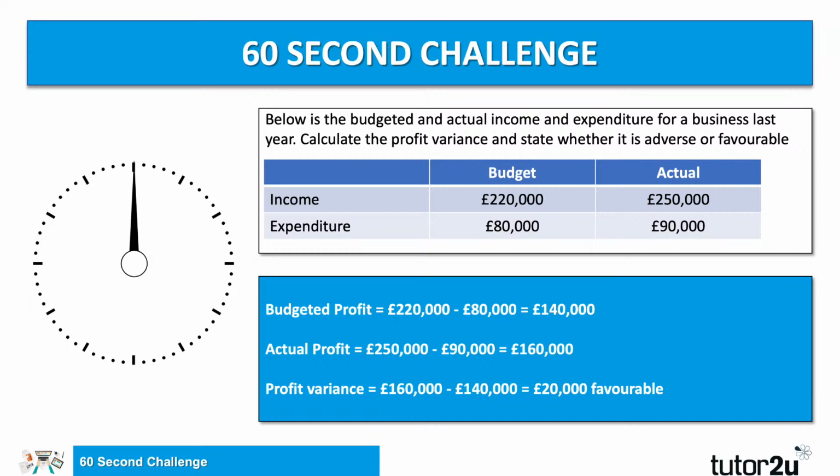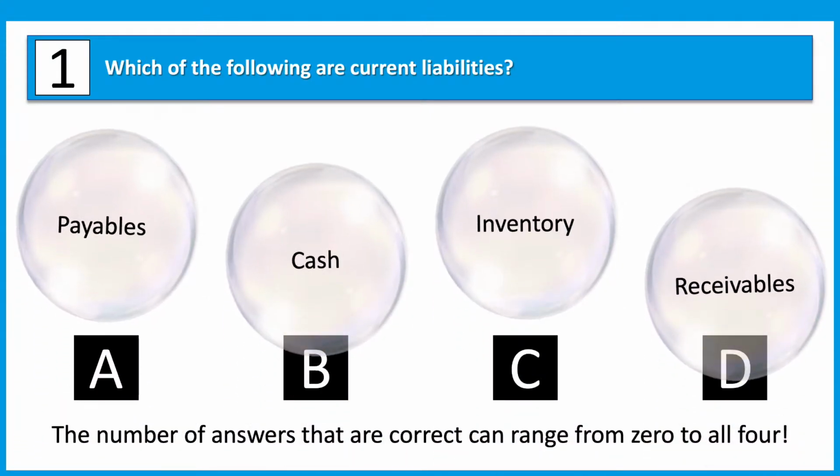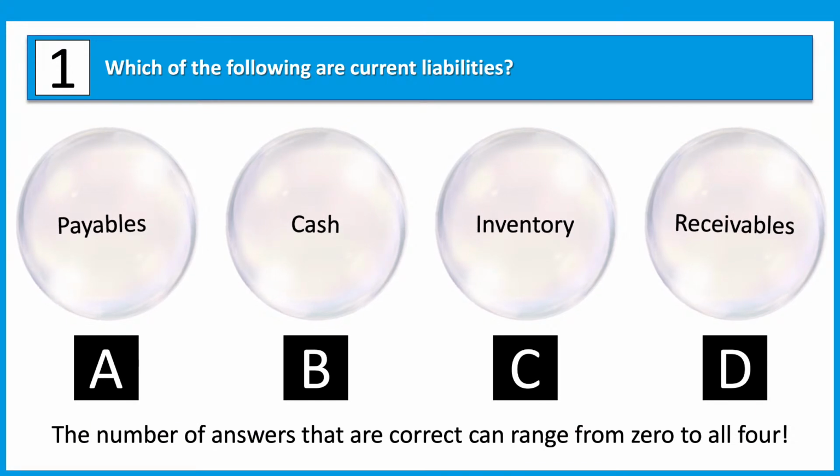I'm going to hand you over to Susan now, who's going to do a bubble quiz. Thank you, Graham. So I'm going to show you 3 questions which each have 4 possible answers. However, unlike a multiple choice question where there is one answer that's correct, the number of answers that are correct this time can range from 0 to 4. And all you need to do is decide how many answers are actually correct. So let's look at the first question. Which of the following are current liabilities? A, payables, B, cash, C, inventory, and D, receivables.